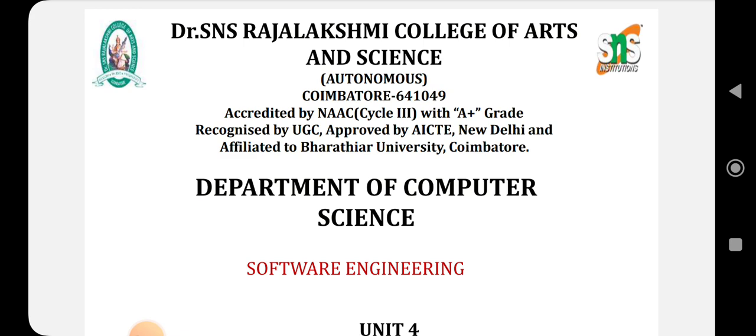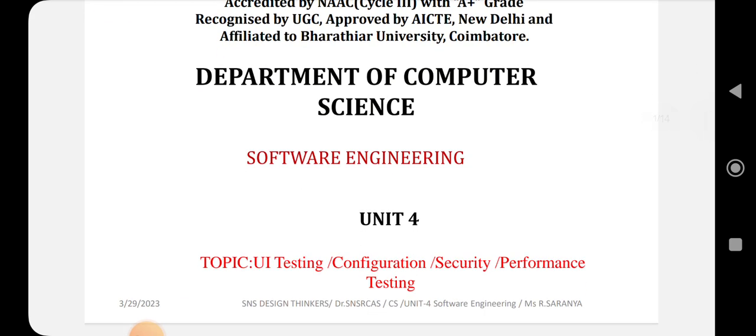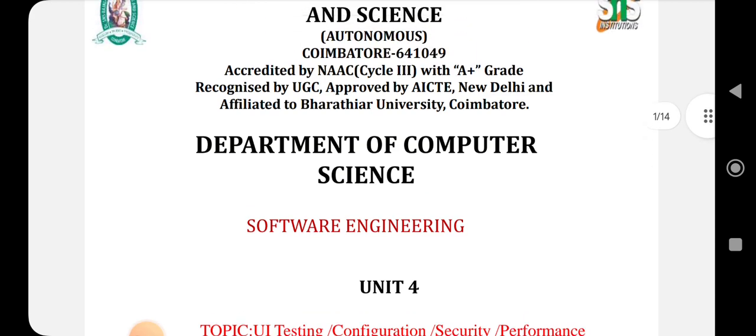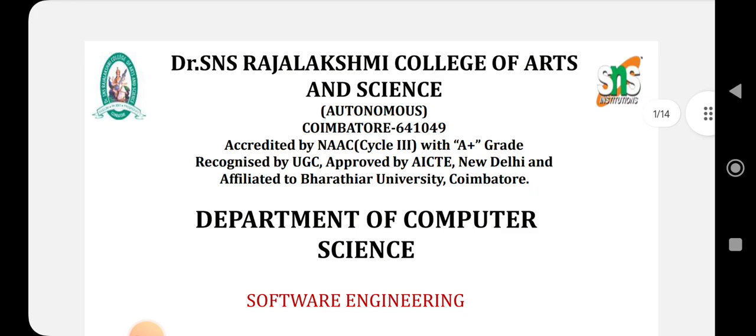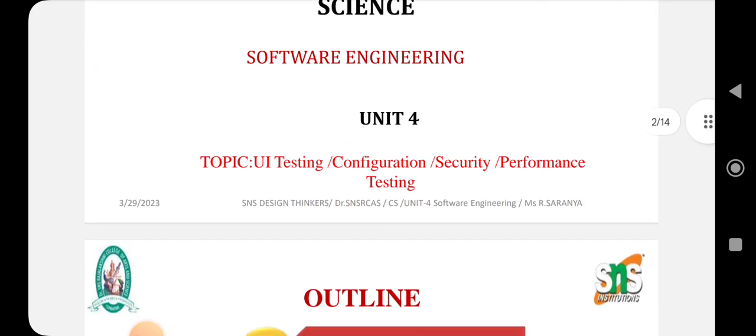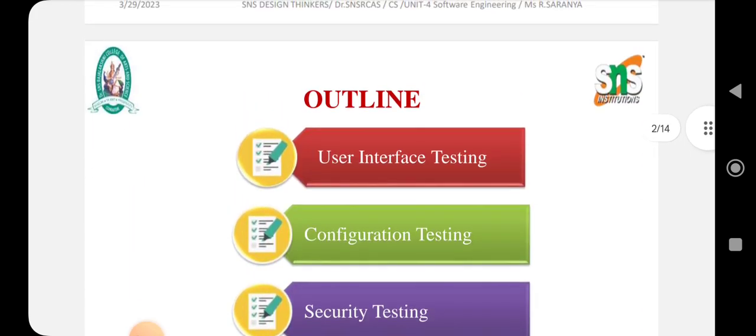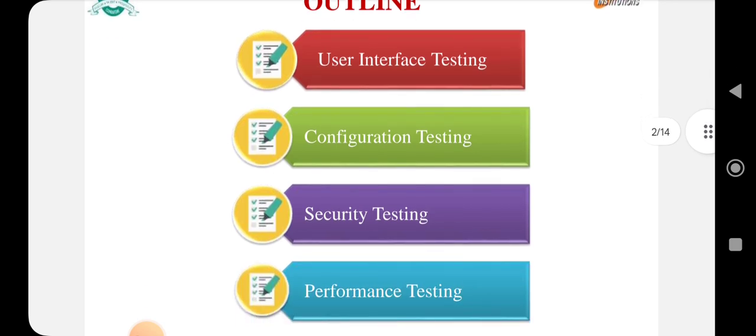Today I am going to discuss user interface testing, configuration testing, security testing, as well as performance level testing under software engineering. In the outline, first of all, we are going to see what is meant by user interface testing, and then configuration testing. What is the purpose of security testing, and then performance testing. How we are going to check performance testing, the step-by-step process we are going to analyze.